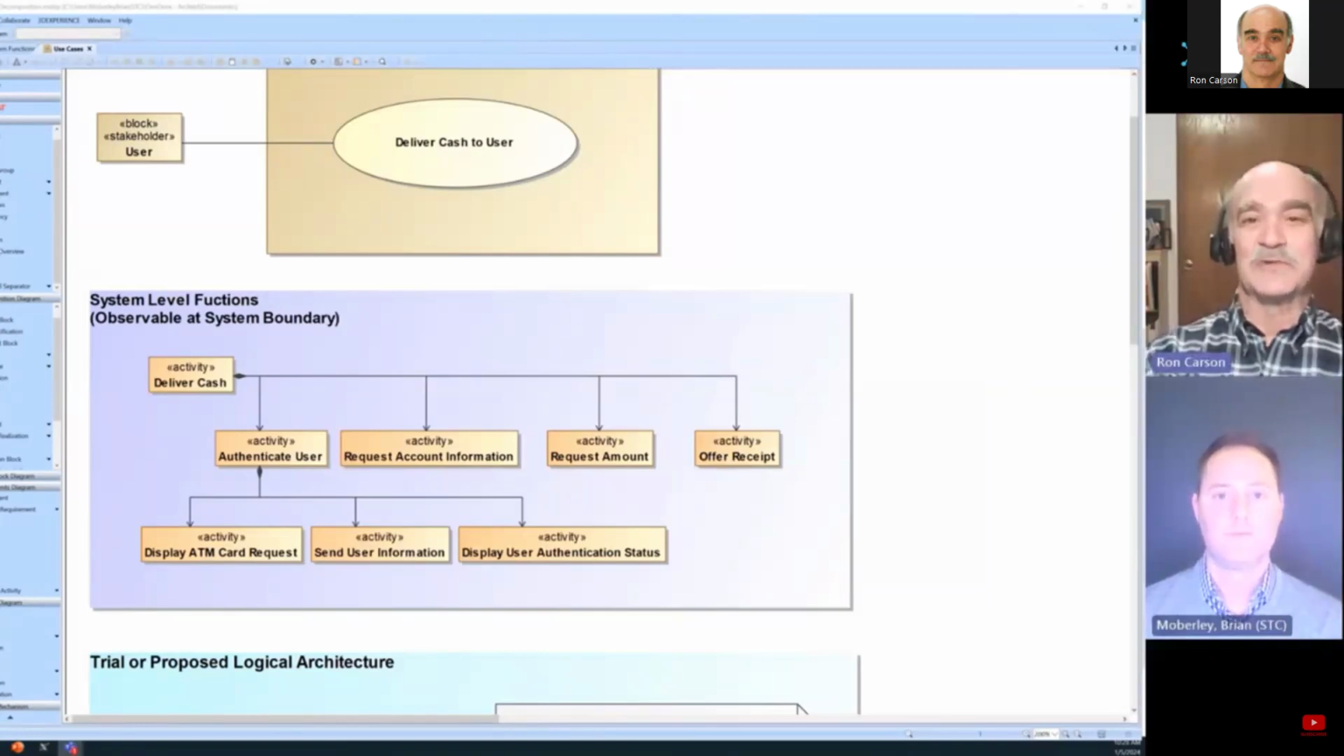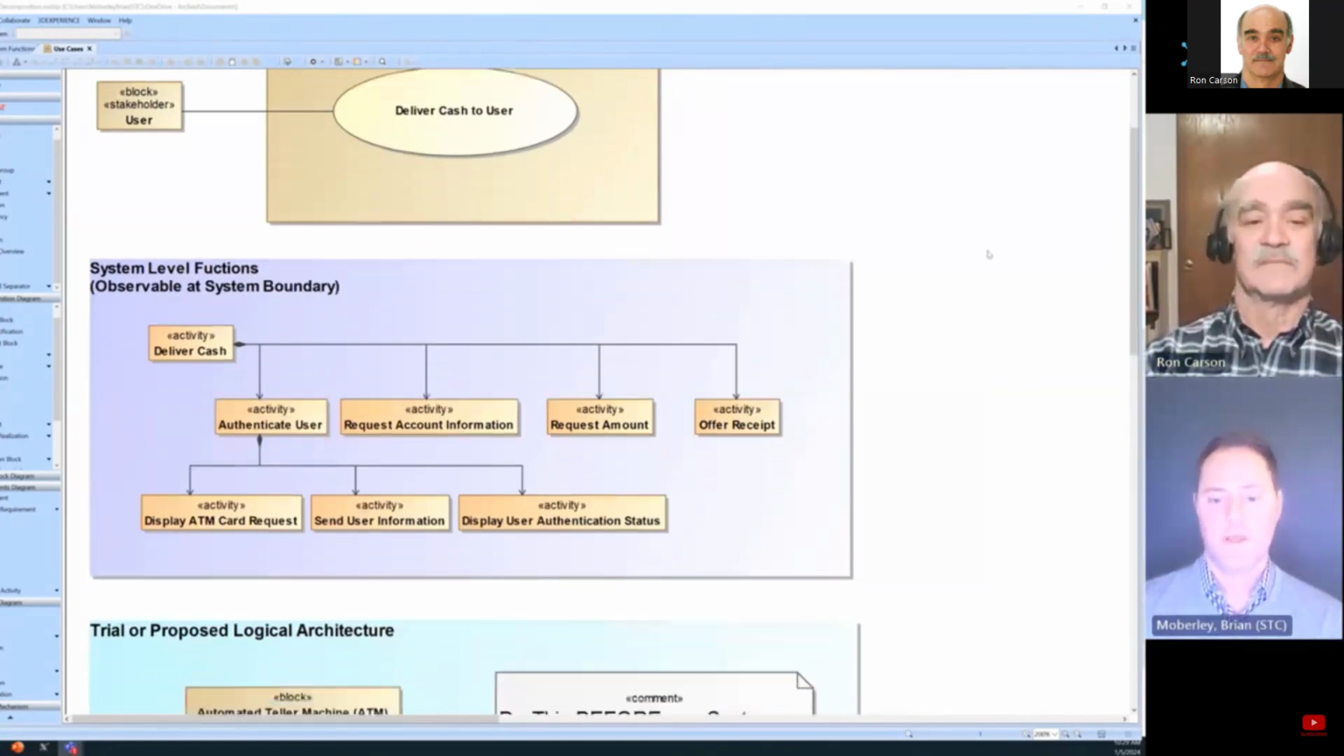Sure. Is this a valid user? Do they have accounts? How much is in each account? You typically wouldn't store all that information at every ATM. Right. Rather, you would have the ATM interact with a banking system to get that information as needed. So sending user information would be a valid observable function that could be seen on whatever the connection is from the ATM to the bank, whether it's internet or a phone system or some proprietary interface. Right. Okay, that makes perfect sense.